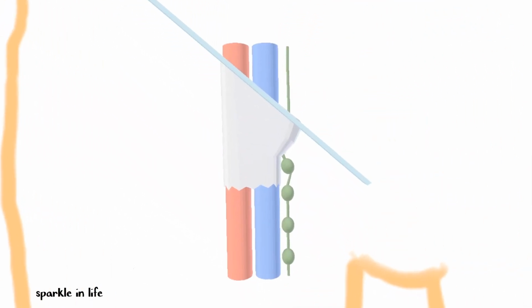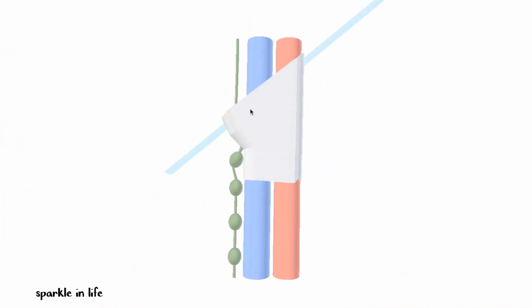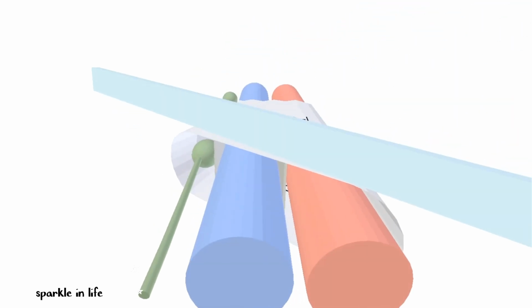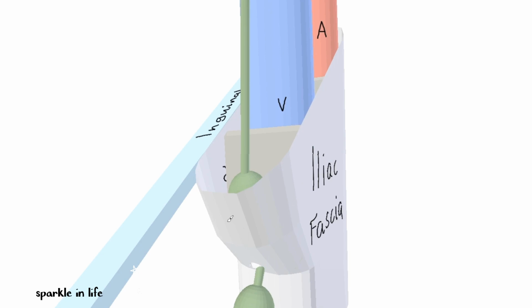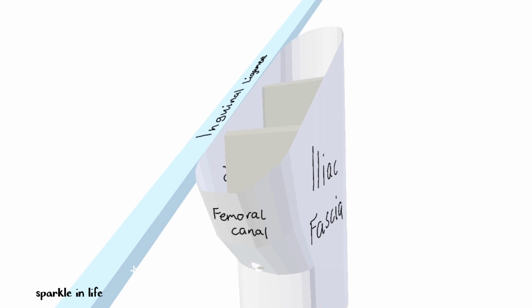The femoral sheath is made by extensions of the transversalis fascia anteriorly and the iliac fascia posteriorly. It begins at the inguinal ligament. Within the femoral sheath is the femoral artery, femoral vein, and femoral canal, each separated by these septi or partitions.